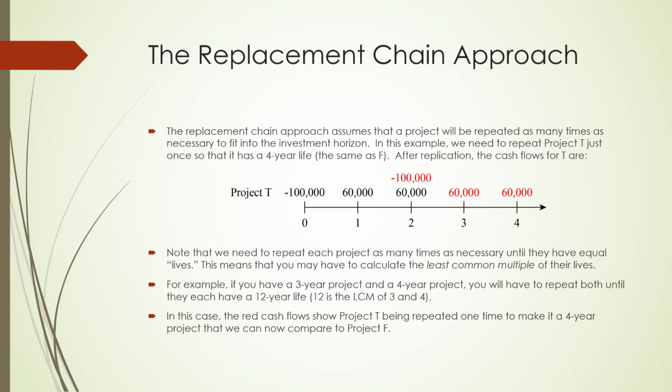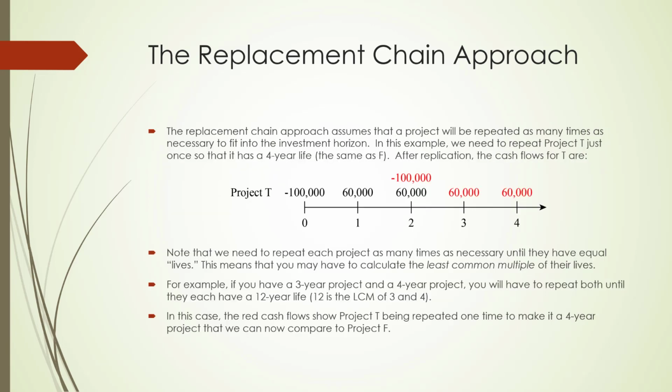that's a 4-year investment. And so the red cash flows on the timeline here are where we're repeating Project T's cash flows. So ultimately what we have to do is calculate the least common multiple of the lives of the two projects that we're comparing. So for example, if you have a 3-year project and a 4-year project, you would have to repeat them both until they have a 12-year life, because 12 is the lowest common multiple of 3 and 4.